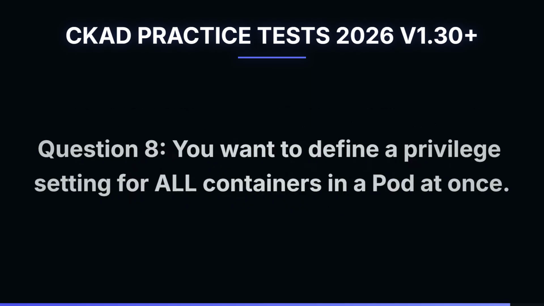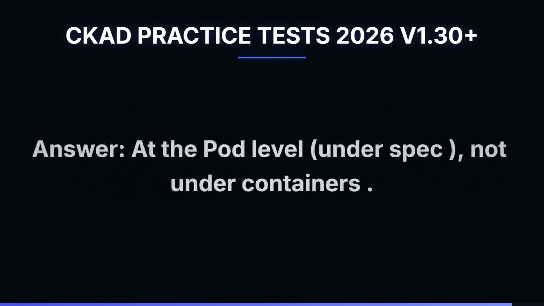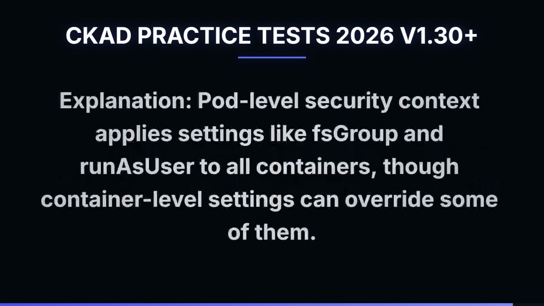Question 8. You want to define a privilege setting for all containers in a pod at once. Where do you put the security context? Answer: at the pod level, under spec, not under containers. Explanation: pod-level security context applies settings like FS group and run as user to all containers, though container-level settings can override some of them.